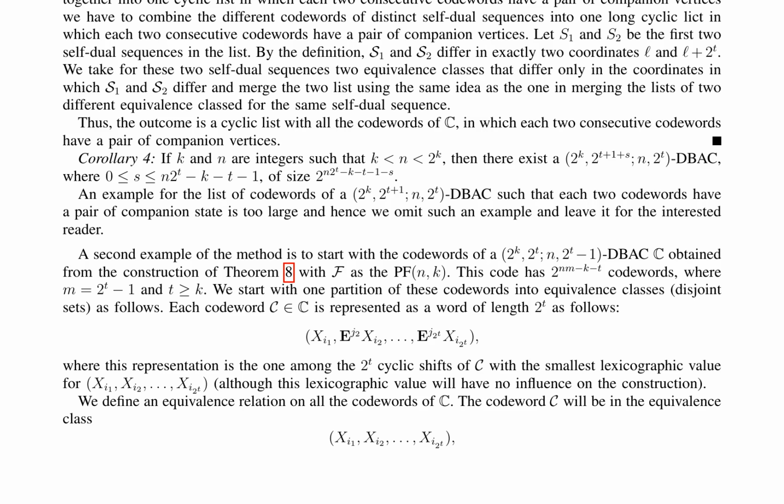(2k, 2t, n, 2t−1) DBAC code obtained from the construction of Theorem 8 with f as the PF(n, k). This code has 2^(m(n−k)−t) codewords, where m equals 2t−1 and t is greater than or equal to k. The codewords are partitioned into equivalence classes as described above, and then the lists of different equivalence classes are merged to form a cyclic list where each two consecutive codewords have a pair of companion vertices.